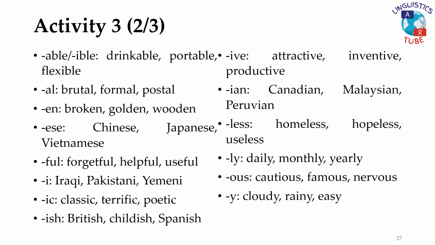Here are a few examples for each ending. Able, drinkable. Al, brutal. En, broken. Ese, Chinese. Ful, forgetful. I, Iraqi. Ic, classic. Ish, British. Ive, attractive. Ian, Canadian. Less, homeless. Ly, daily. Ous, cautious. Y, cloudy.